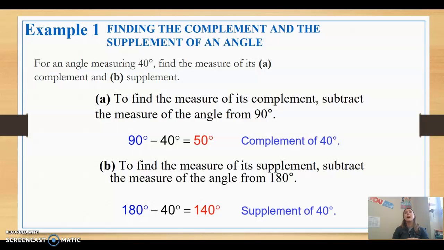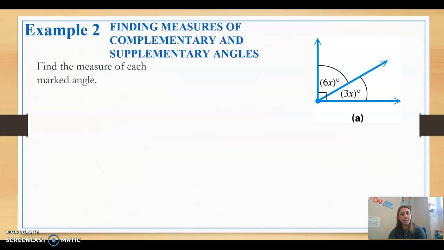And the supplement is the same as that, but with 180 degrees. So supplementary angles are angles that have a sum of 180 degrees. If we start with that same 40, we find the difference, so we end up with 140 degrees. So this picture I would put in my notes.